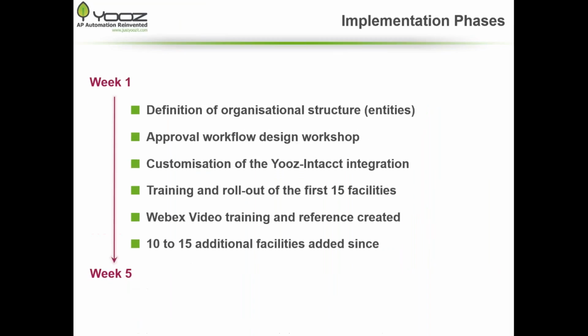Looking at the implementation phases for OnPointe. So OnPointe started using Use in August 2015, and after a 5-week implementation project, they were up and running. So in week 1, we had a definition of organizational structure. So we needed to understand the multiple company sites, what they were going to be doing.